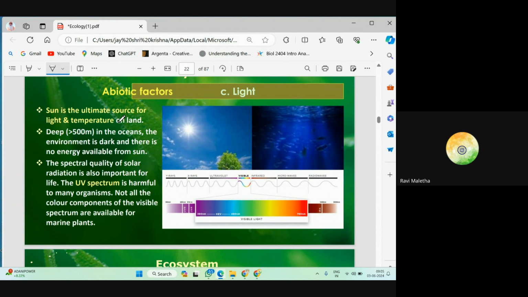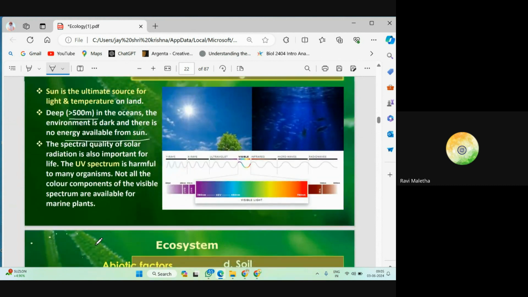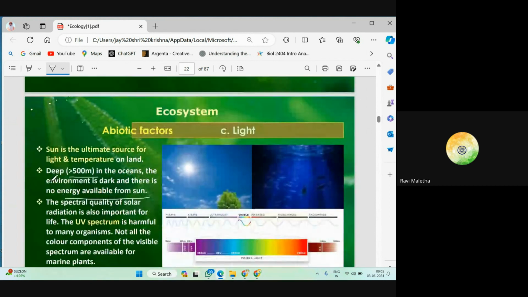The sun is the ultimate source of light and temperature on the land. This we already discussed. Next is deep ocean, greater than 500 meters. The environment is dark and there is no energy available from the sun. So how is the deeper part of the ocean surviving? Like it's written here, up to 500 meters there will be sunlight. After 500 meters there will be no sunlight. Then how will organisms survive here?